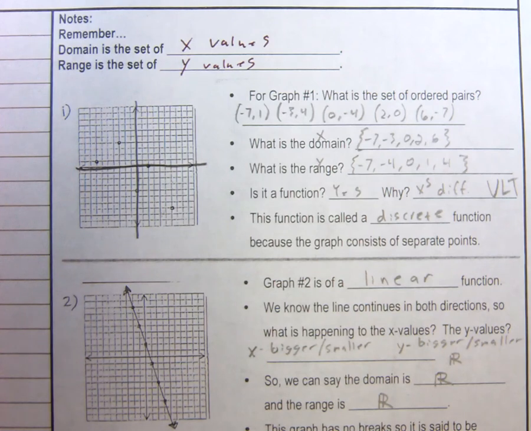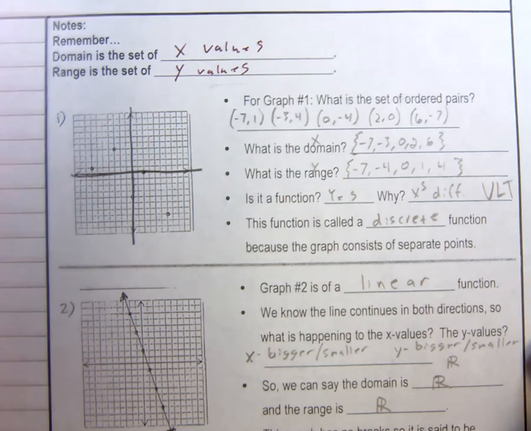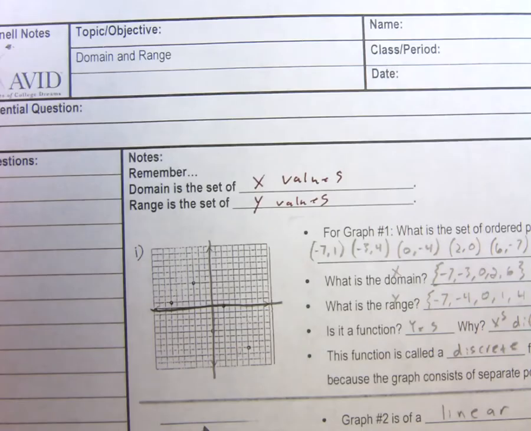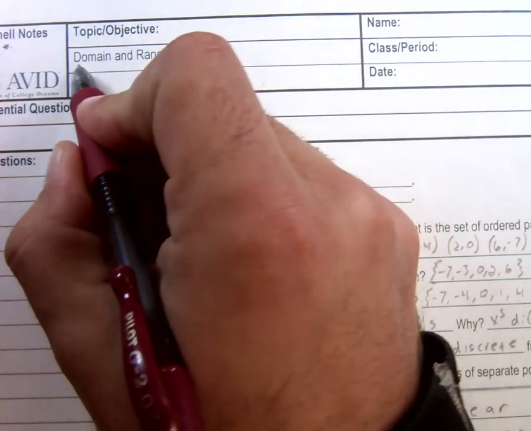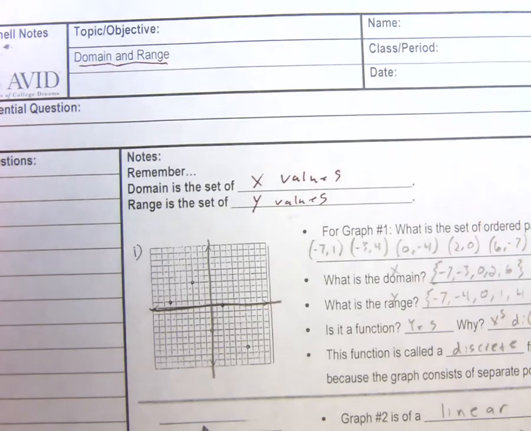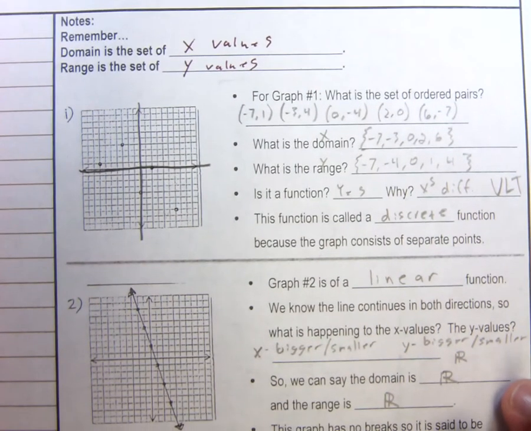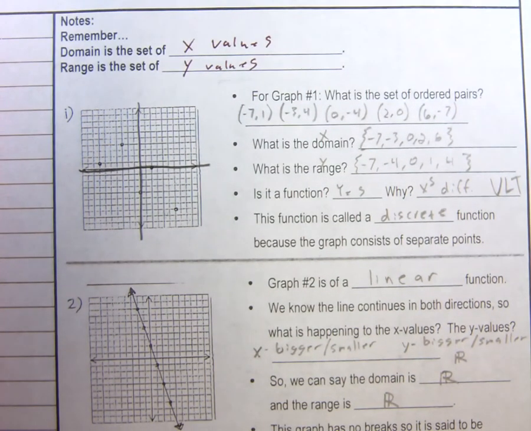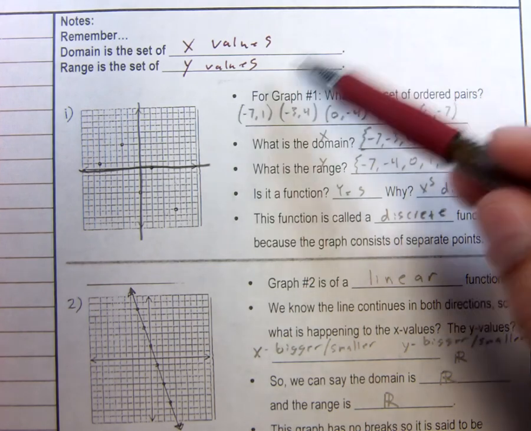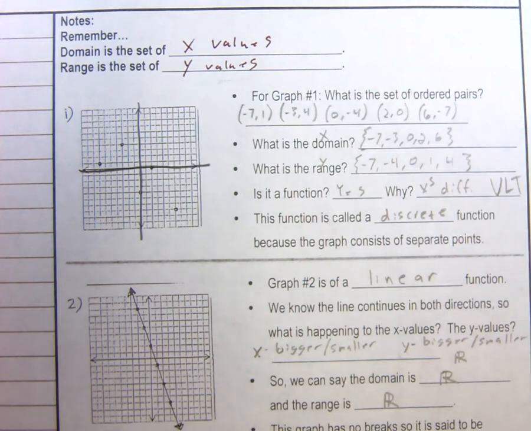This is a little bit of new, but some things are straight from what you've done before. And obviously the title is domain and range. So that's what we're talking about. We're talking about domain and range. Again, domain is the X values, range is the Y values.